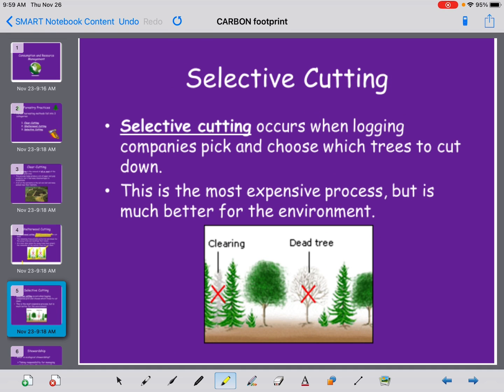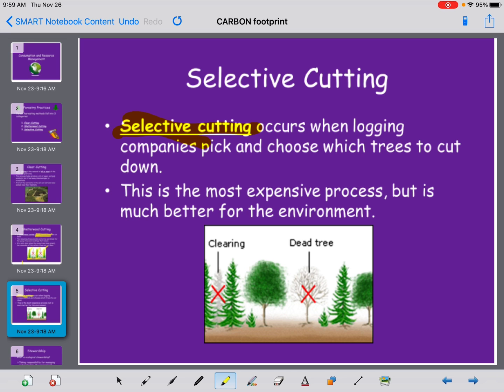Okay, so the last choice we have is selective cutting. This is very similar to shelterwood cutting. The difference here is that shelterwood cutting only cuts down mature trees, while selective cutting really means that you're just picking and choosing which trees you'd like to cut down.